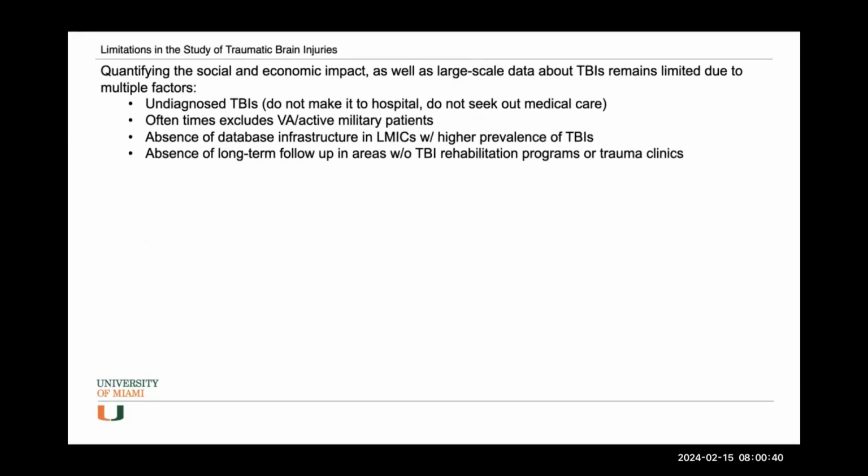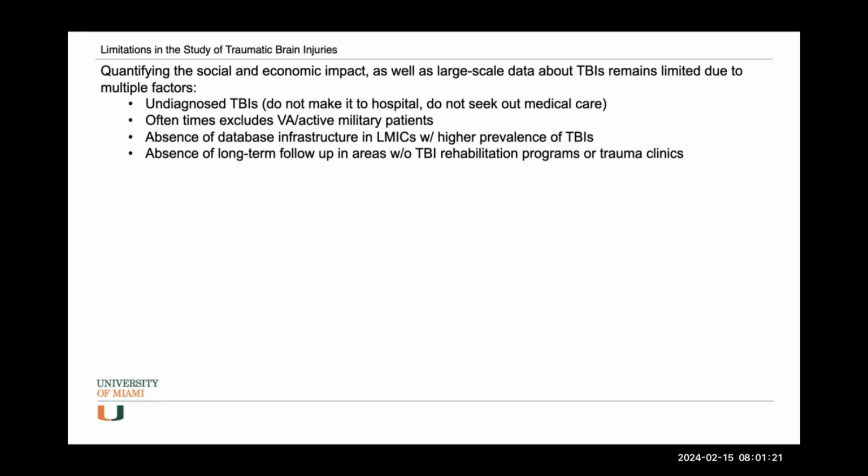So when we want to study the overall impact of a TBI, large-scale data sets often remain limited. The reason is that oftentimes TBIs go undiagnosed. Either patients don't make it to the hospital in time, or they don't actively seek out medical care because the symptoms might be mild. Other times these data sets aren't comprehensive, so they'll exclude patients of the VA or active military members. In low and middle income nations, there's an absence of database infrastructure that tabulates what TBI prevalence looks like, as well as the financial costs of having a TBI. So the areas where there's a higher prevalence of traumatic brain injury actually don't end up logging that data.